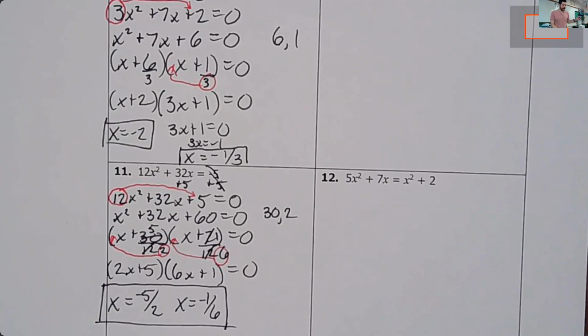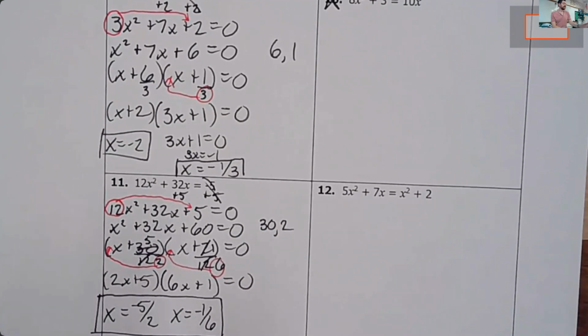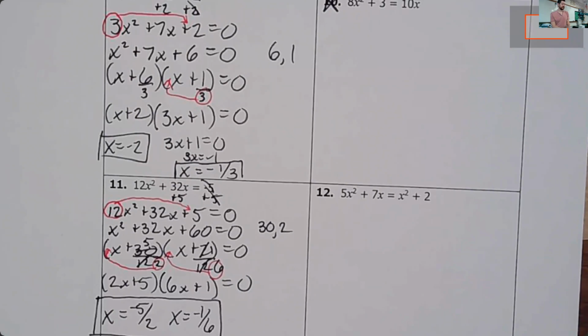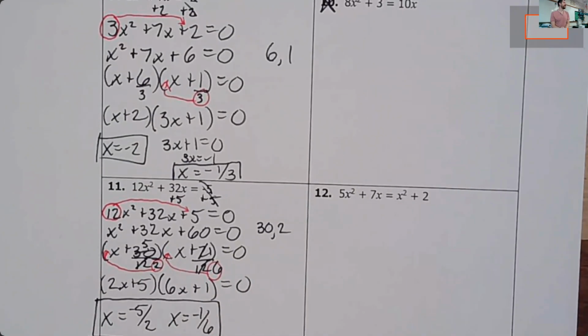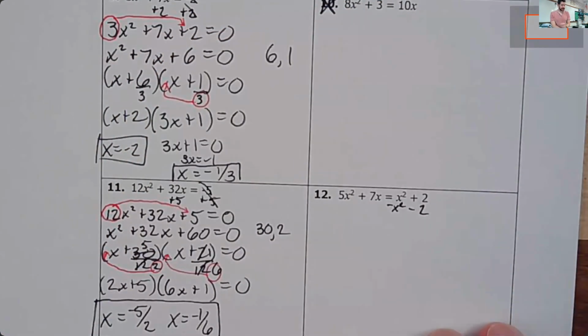Let's find out. So let's see. First thing, what do we do? What's our first step on number 12? What do we have to do first here? Somebody let me know. Yeah, subtract x squared and subtract the 2. Okay, so those will cancel out.